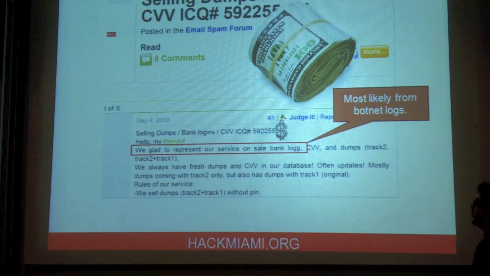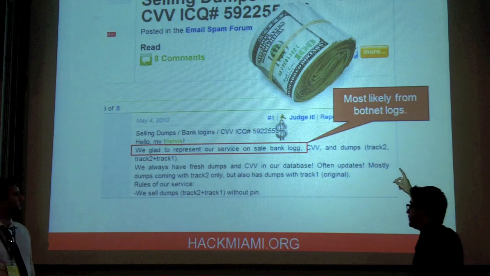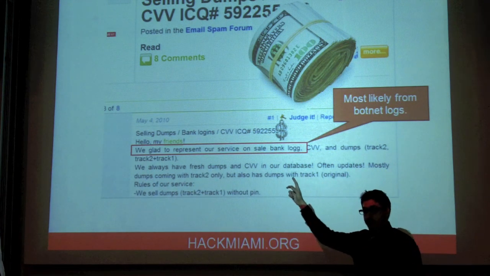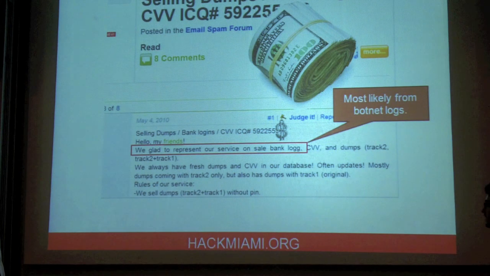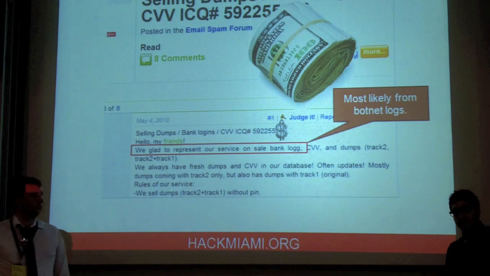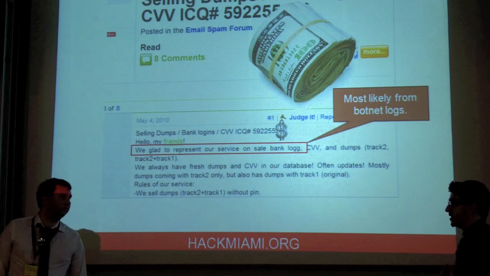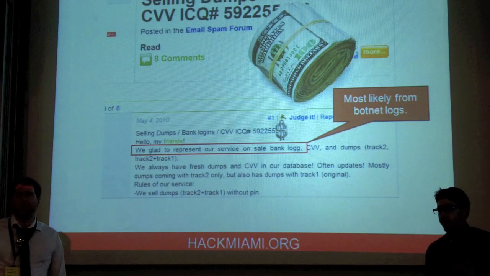Here's an example of a forum post. Somebody selling credit card numbers, bank logins, more than likely from a botnet. Just so much. He's got track 1 and track 2, which means he's probably also doing skimming stuff or buying data from spammers. Or he's hacking into POS machines and things like that.